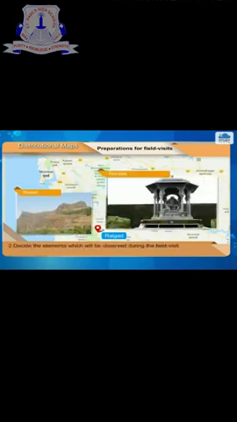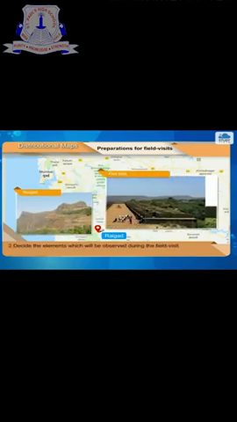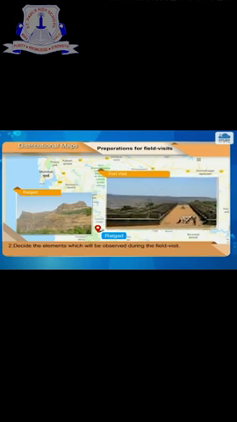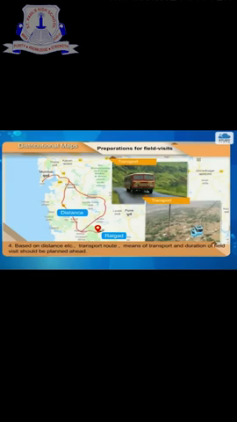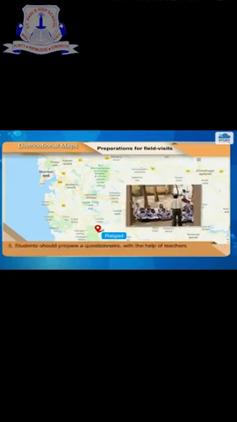Preparations for field visits. Before going to the field, decide the place and purpose of visit. The elements which will be observed during the field visit should be decided. Study the location and the route maps of the place to be visited. Distance, transport, route, means of transport and duration of field visit should be planned ahead. Students should prepare a questionnaire with the help of teachers.